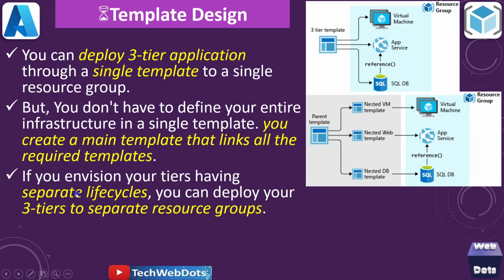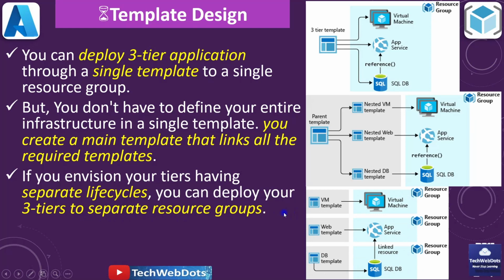And further, if you envision your tiers having separate life cycles, you can deploy your three tiers in separate resource groups as well. It means all three resources will reside in different resource groups, right? And there can be three different templates: a VM template, web template, and DB template, right? You can consider this web template as your business processing as well, your web interface as well, and the VM is ultimately the infrastructure that will be hosting your application.